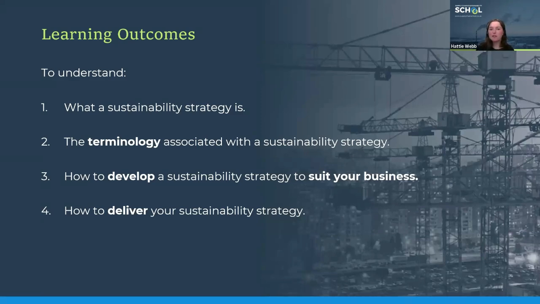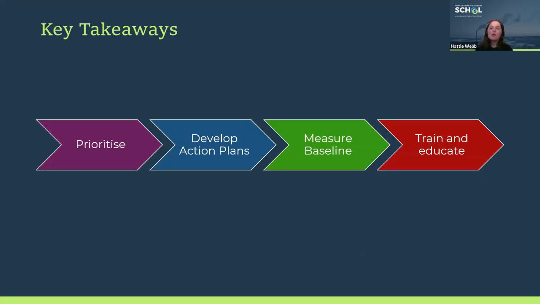As we look at what we've covered during this session, we've looked at what a sustainability strategy is, the terminology associated with a sustainability strategy. We've looked at how to develop a strategy to suit your business, making sure that it's bespoke and you cover all of those steps of the strategy cycle. And we've looked at how to deliver your sustainability strategy, looking at an action plan. So, some key takeaways to think about here: you need to prioritize, you need to develop an action plan, you need to make sure you're measuring your baseline, and you need to make sure that you are training and educating colleagues and employees as you go as well.